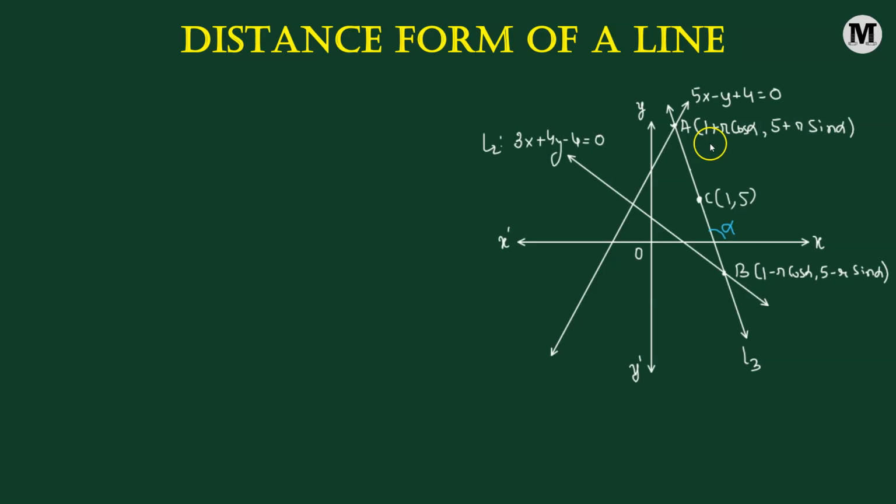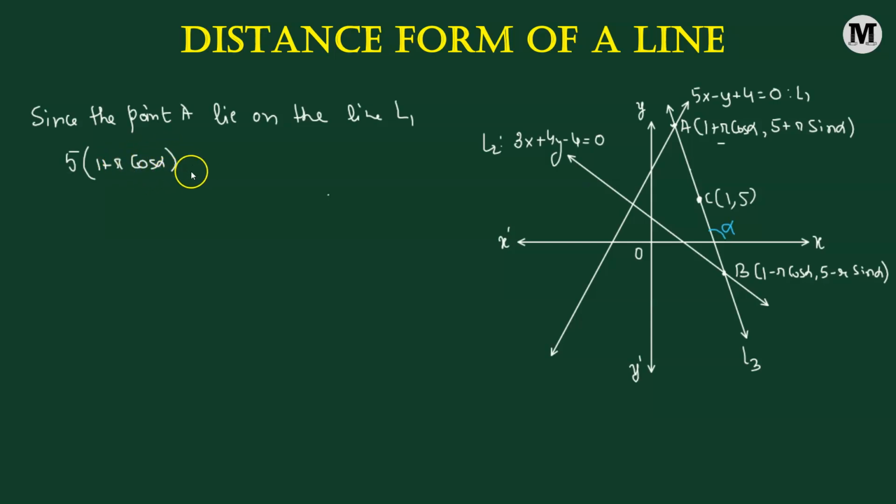Now that we have the parametric coordinates of A and B, here we can say that since this particular point A lies on the line L1, clearly the equation of L1, which is already given to us, has to be satisfied. So in other words, we have 5x minus y plus 4 equals 0, but in place of x we can replace it with the x coordinate of point A, that is 1 plus r times cosine of angle alpha. And y will get replaced with 5 plus r sine alpha, and then this is going to get added to 4, and this is going to be equal to 0.